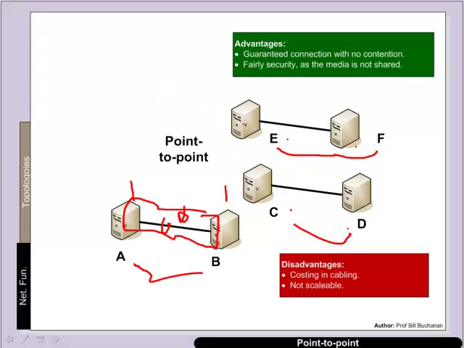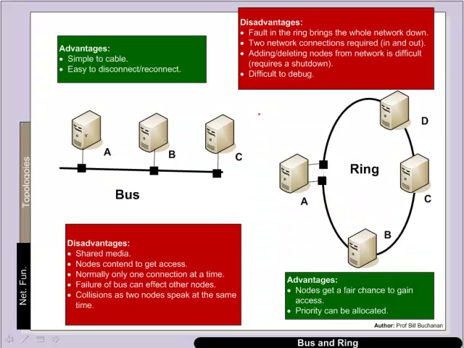Unfortunately, this isn't a scalable technology. If E wants to talk to A now, and F wants to talk to D, and F to B, and so on, then the number of connections that we have increases greatly. So we increase the cost of cabling, and it is also not scalable. It becomes extremely complex to be able to route between the hosts.